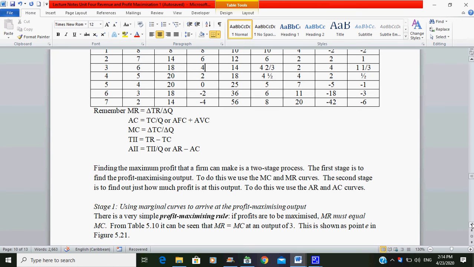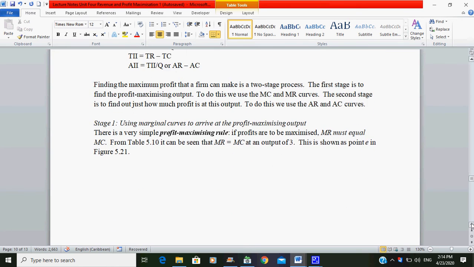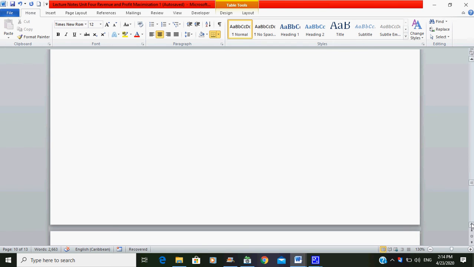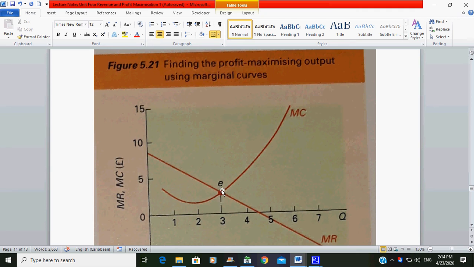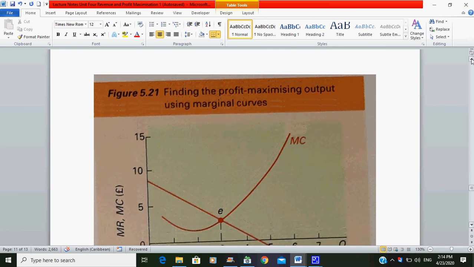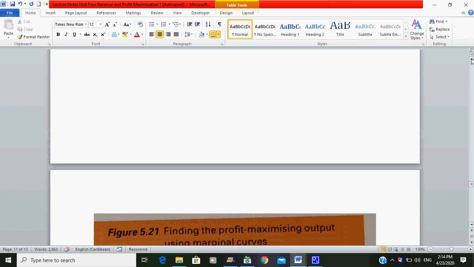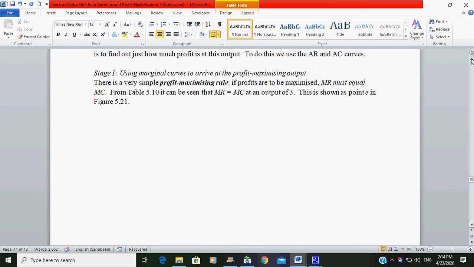This is shown at point E in figure 5.21, which is below. Right here. Then we call MC, right? Finding the profit maximum using marginal curves. So if profit is to be maximized, MR must equal what? MC.